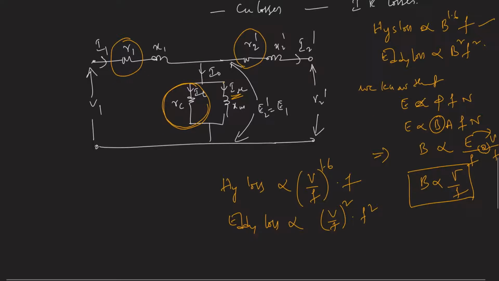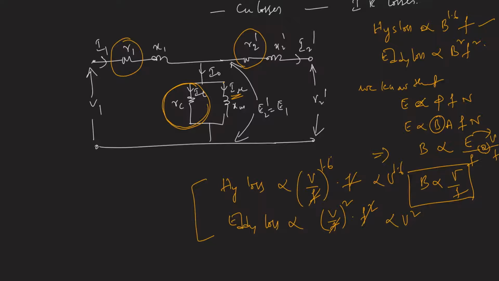Now, if I cancel the F terms, approximately these both losses are functions of the supply voltage. The eddy current loss is a function of V squared, and the hysteresis loss is a function of V to the power of 1.6.